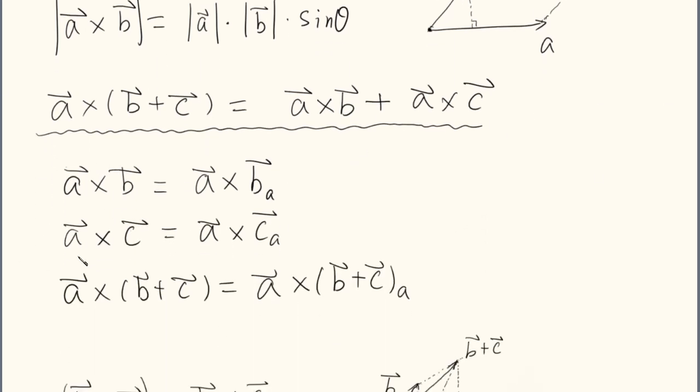Accordingly, vector A cross vector C is equal to vector A cross vector C sub A. Vector A cross vector B plus vector C equals vector A cross vector B sub A plus vector C sub A. Because this is a vector, this cross product is the same as this cross product. Okay, now we are going to prove the distributive law of the vector cross product. This one.